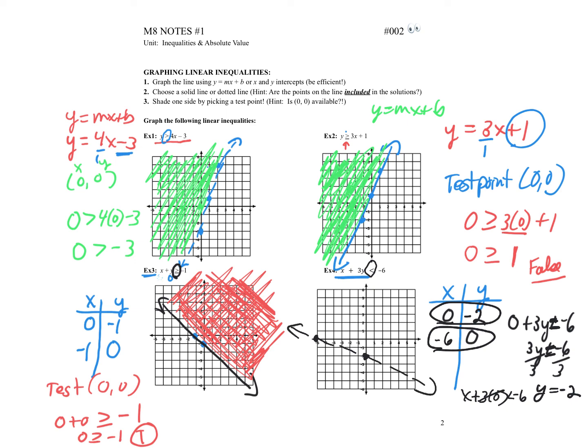And we're going to test out the point (0, 0). So if I plugged in a 0 here and a 0 here, that would say 0 is less than -6. So let's see, is 0 less than -6? No, so that is false. So again, I'm going to shade the truth, and the truth is going to be down here under the line.